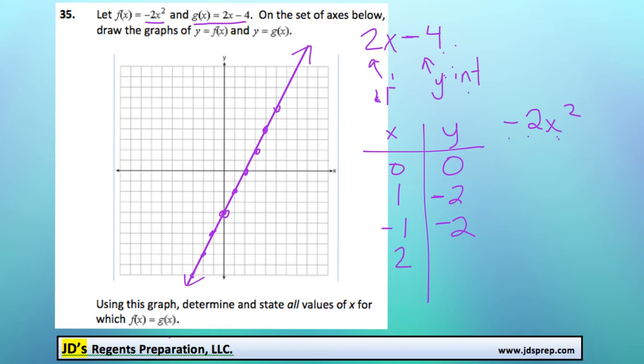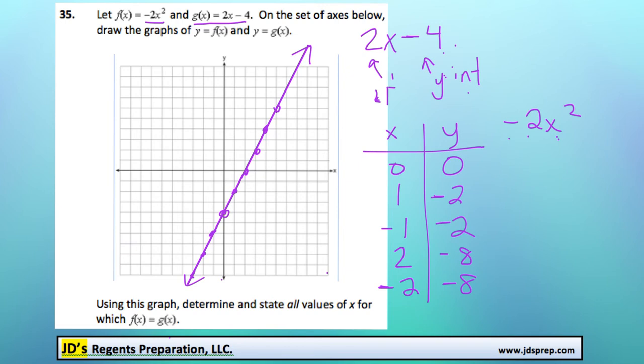If x is 2, we would get negative 2 times 2 squared. 2 squared is 4. 4 times negative 2 is negative 8. And then, similarly, if x is negative 2, we would get the same answer. And you know what? I think that's all we'll be able to fit on this graph because the minimum y value stops at negative 10. So let's go ahead and plot these points.